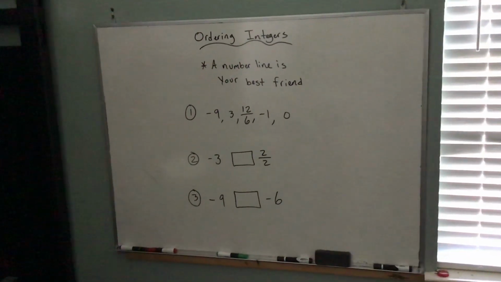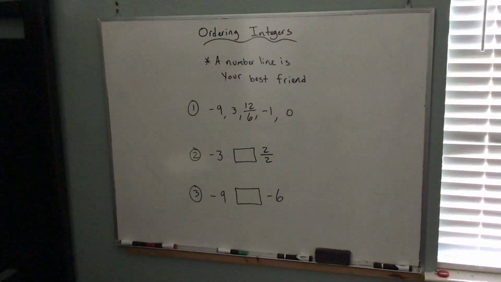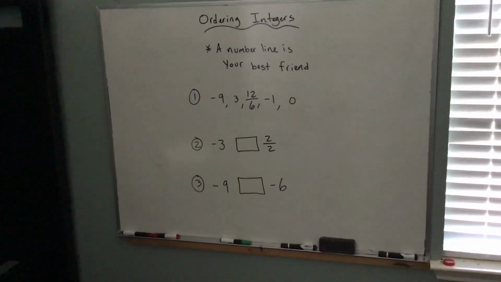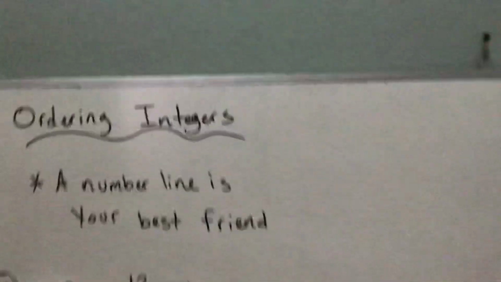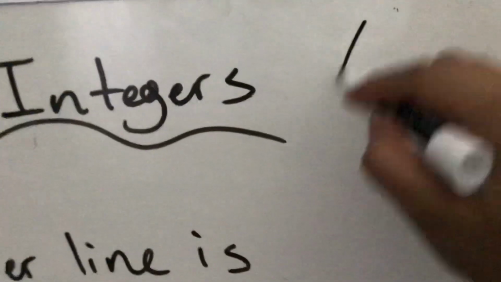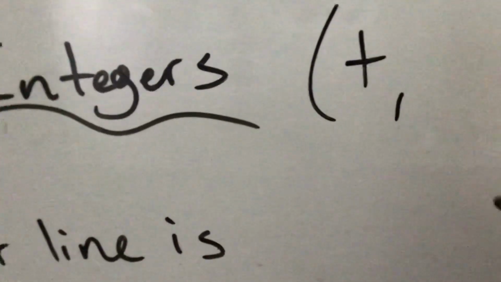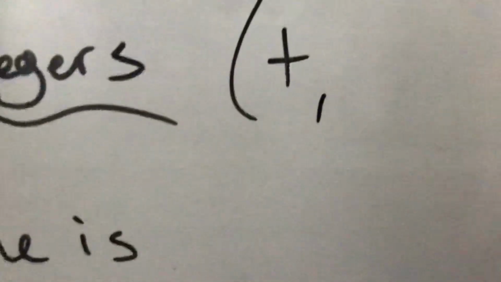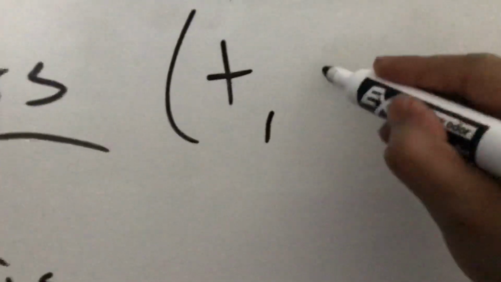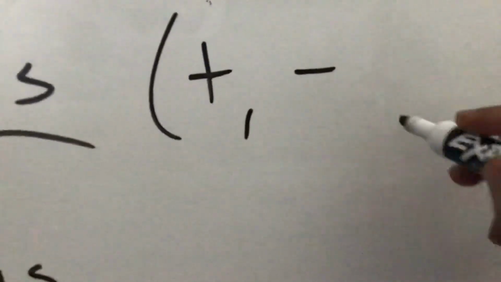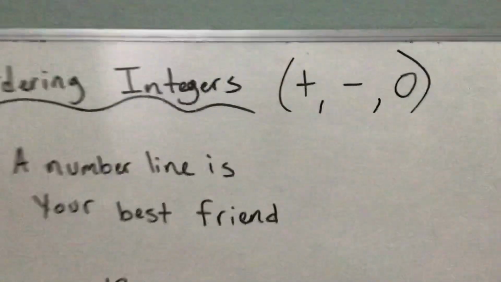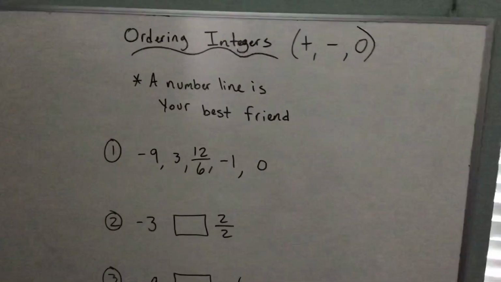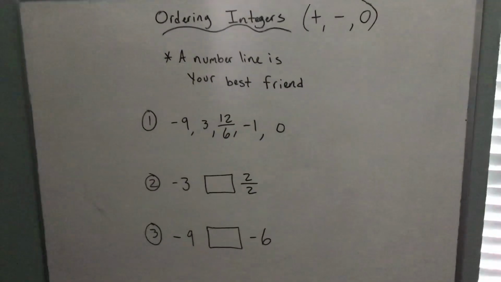Hello everyone, in this video we are going to concentrate on ordering integers. Again, when you hear the word integers, just make sure you know that we're talking about positive numbers that are whole numbers, negative numbers, and zero. So just keep in mind that those are the numbers that you're dealing with.